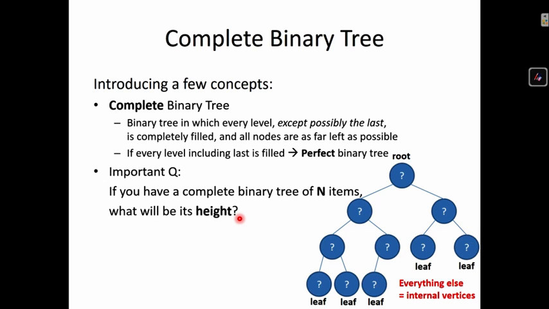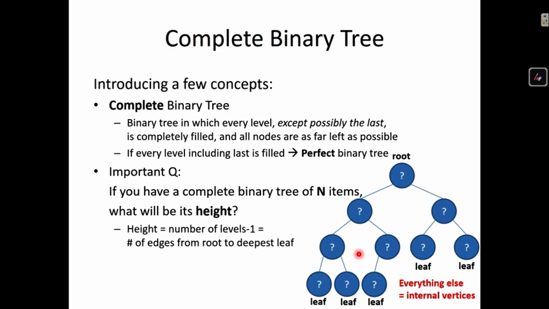Important question. If you have a complete binary tree of n items, what would be the height of this complete binary tree? What do I mean by height? Let me define it. Height is equal to the number of edges from the root to a deepest leaf. In this example, this is the root and this is the leaf, so I have 1, 2, 3 edges. So it's equivalent to the number of levels minus 1.